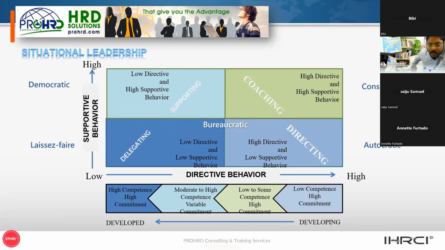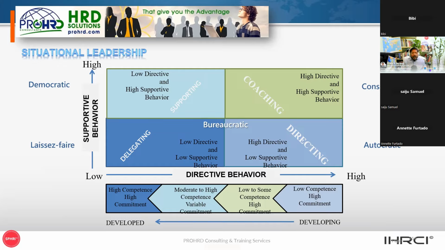situational leadership style. The situational leadership model suggests, as we said, that there is no one size fits all. So here we have 4 quadrants: delegating, directing, coaching, and supporting. Depending on the situation, varying levels of leadership and management are necessary.